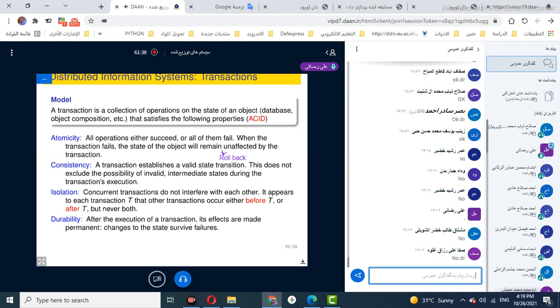So let's continue with consistency. Consistency means a transaction will or should establish a valid state transition. Valid state transition. So, for example, consider this scenario. Let me write here for you. This is my account.